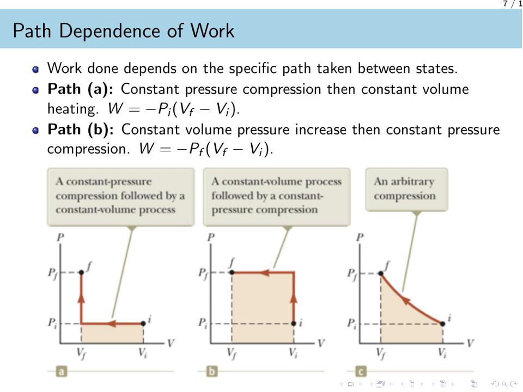In the second path, we first increase the pressure at a constant volume, and then compress it at a high pressure. The area under the second path is much larger, meaning more work is done because the compression happens while the gas is at a higher pressure. A third path shows an arbitrary compression where both pressure and volume change simultaneously. In each case, the work is different, even though the starting and ending points are identical.